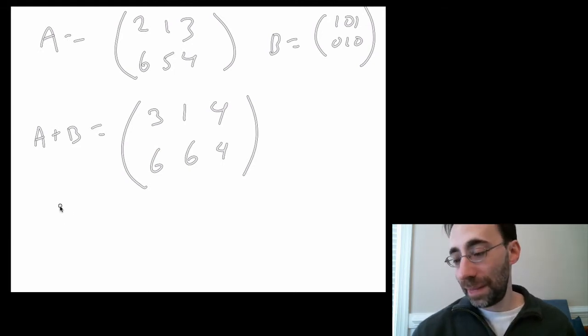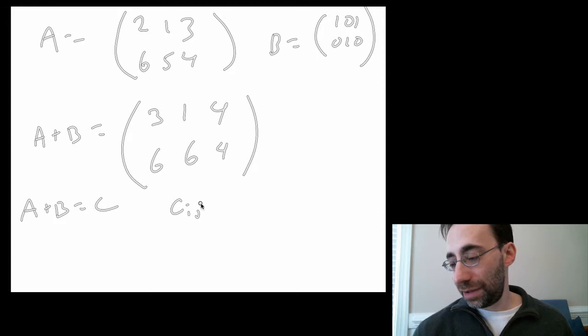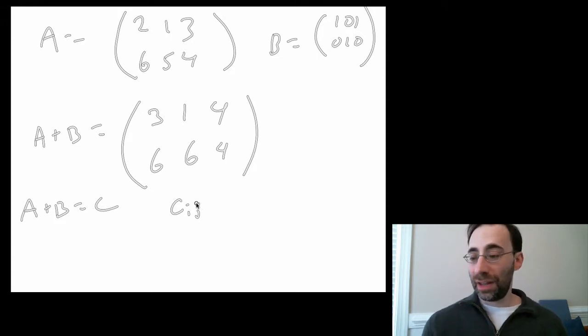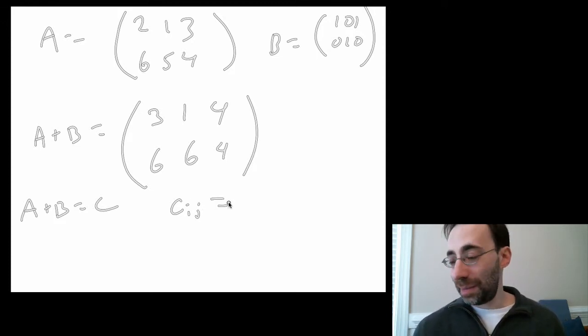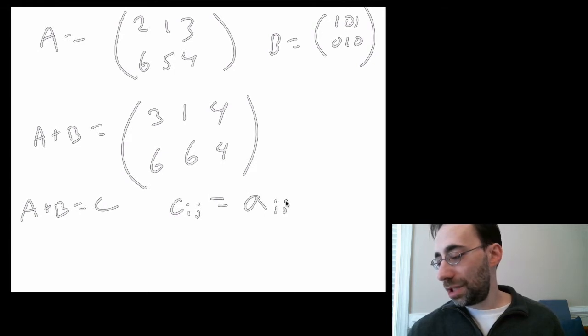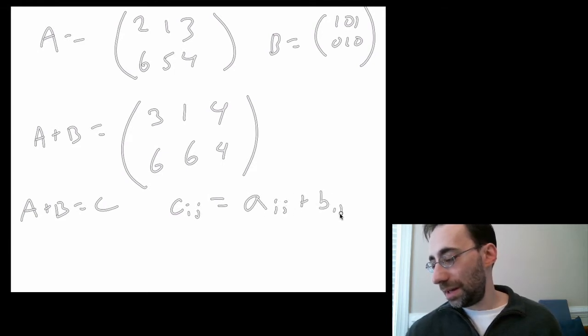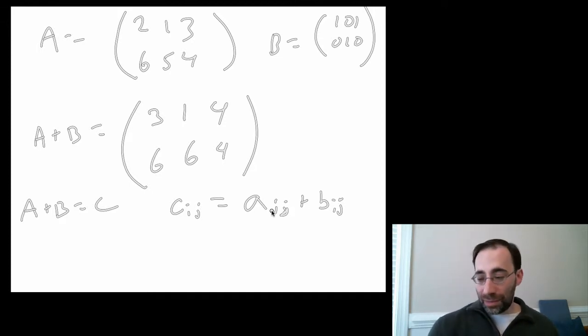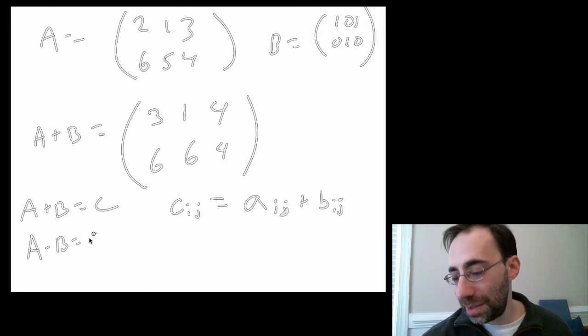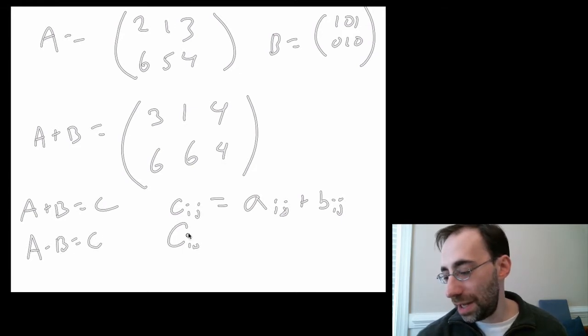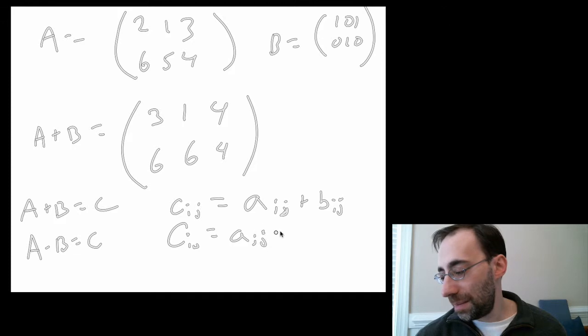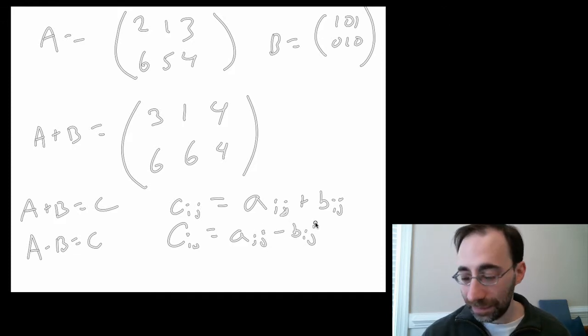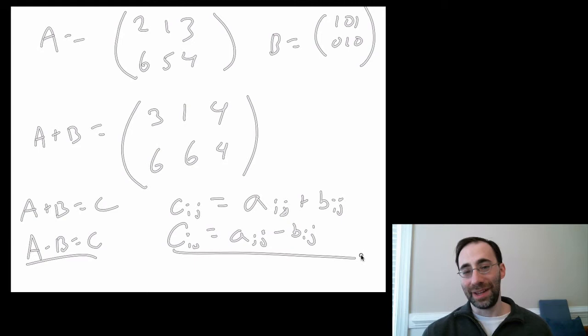You can write this generally. So if A plus B equals C, then Cij, that's the element in the ith row, jth column of C, is equal to Aij plus Bij. So you just add the corresponding rows and columns. And the same thing for subtraction. If A minus B equals C, then Cij equals Aij minus Bij. And you can't tell, but these are capitals and these are lowercase.